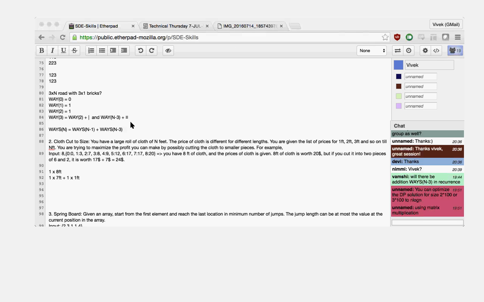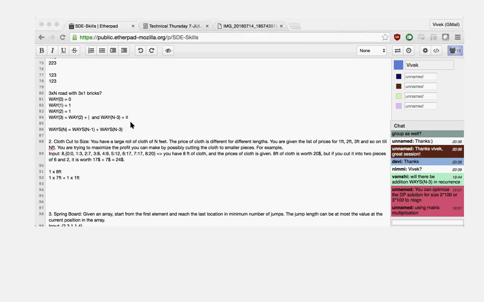So Vivek, yes, go ahead. I just want to backtrack to the previous problem a little bit. Can I? Yeah, go ahead. So if you look at way of 3, right? We are looking to construct a 3 by 3 road, right? If it's way of 3.